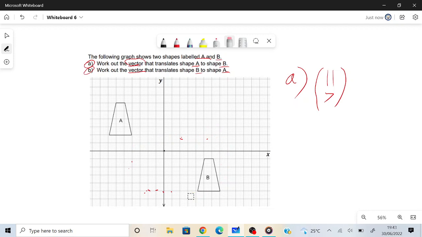On to part B. It now says work out the vector that translates shape B to shape A. So we're going the opposite way around. Okay, sorry, I think this is 11 minus 7. Yep, 11 minus 7. Sorry guys, because it goes 11 to the right, and then it goes 7 to the bottom. So yeah, 11 minus 7.